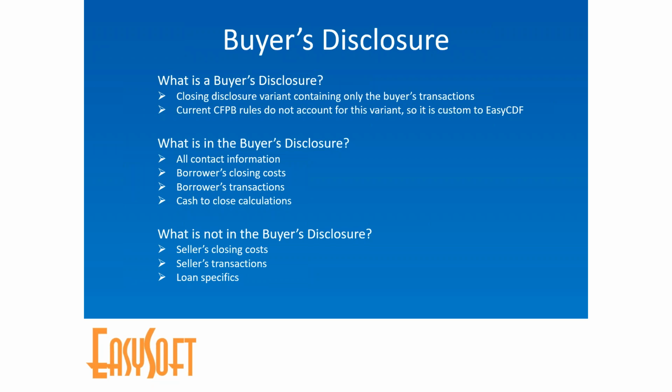The purpose the new buyer's disclosure serves is that it shows only the borrower's side of the closing. In it, EasyCDF fills in the pertinent contact information as well as the borrower's closing costs and transactions to result in an accurate cash to close result. But it does not contain the seller's closing costs or transactions and is limited in what it shows regarding the loan itself, allowing the document to be compressed down to 2 pages with a 3rd page for a signature addendum, just like the seller's disclosure.